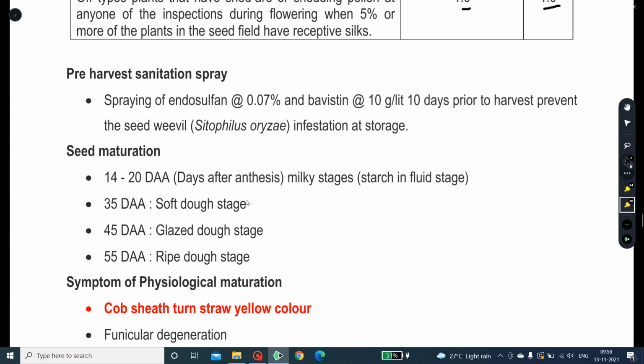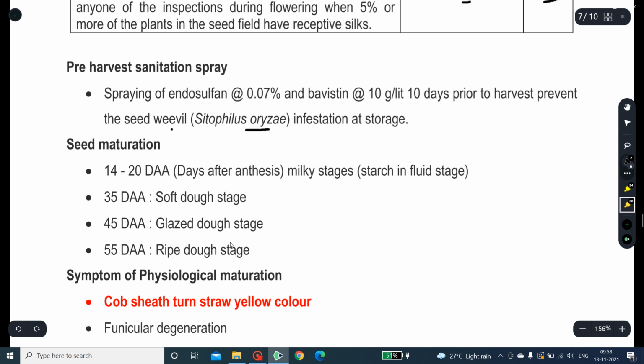Pre-harvest sanitation spray: spraying of endosulfan at 0.07% or Bavistin at 10 gram per liter 10 days prior to harvest prevents seed weevil, Sitophilus oryzae, infestation in storage. The seed maturation takes place at about 14 to 20 days after anthesis. The milky stage, that is the starchy fluid stage, occurs first; 35 days after anthesis is the soft dough stage, 45 days after anthesis the glazed dough stage, and after 55 days of anthesis the ripe dough stage occurs.